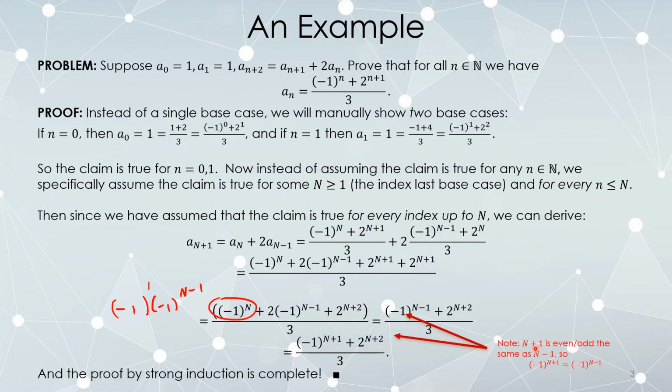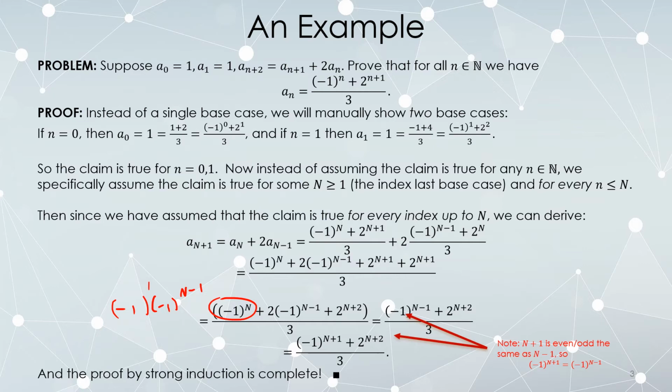Well, this power of n plus 1 versus n minus 1, negative 1 to a power follows a really nice pattern. It's either 1 or negative 1 according to whether this exponent is even or odd. N plus 1 is even or odd exactly according to whether n minus 1 is even or odd. So these powers of negative 1 are equal. Negative 1 to the n plus 1 is always the same thing as negative 1 to the n minus 1. Either both of these powers are odd, in which case you get negative 1 equals negative 1, or both of these powers are even, in which case you get 1 equals 1.